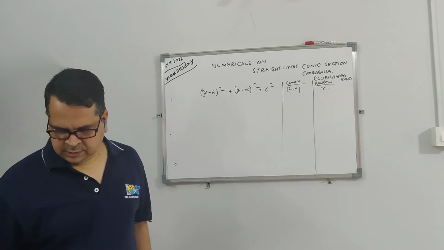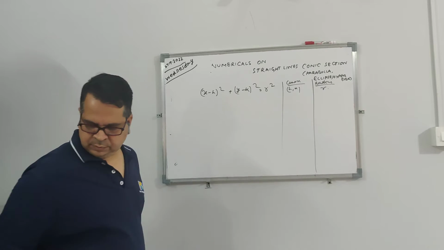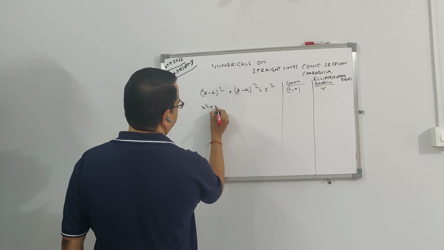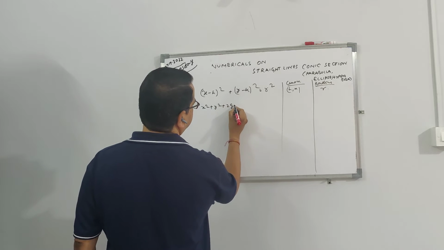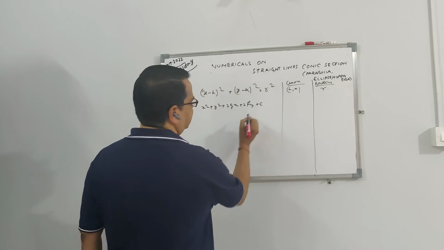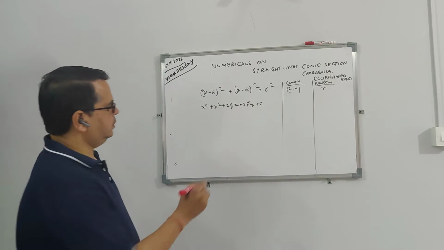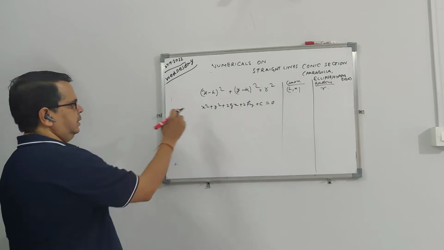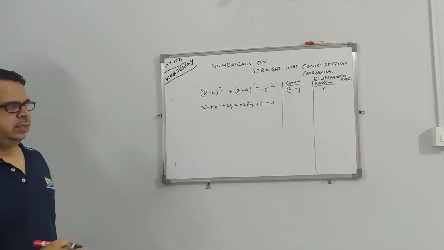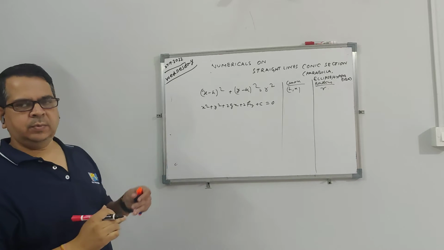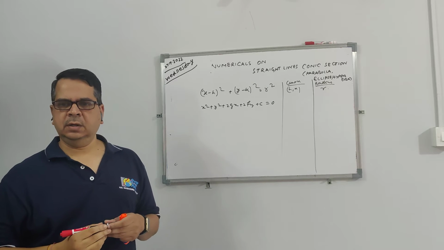Second, there can be another equation of circle which can be written as this: x square plus y square plus 2gx plus 2fy plus c is equal to 0. So this is also the equation of a circle because you have square terms. This type of equation also is the equation of a circle.